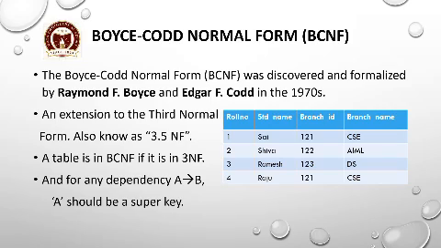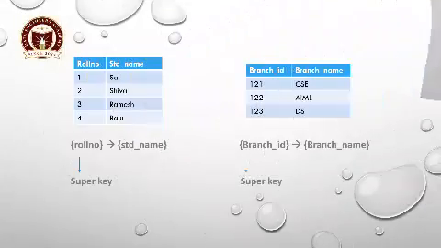So I divided the student table into two tables. Table 1 has roll number and student name columns. Table 2 has branch ID and branch name columns. Table 1 is already in BCNF because roll number is a super key column. Table 2 is also a super key after removing the duplicate 121 CSE rows. So both the tables are in Boyce-Codd normal form.